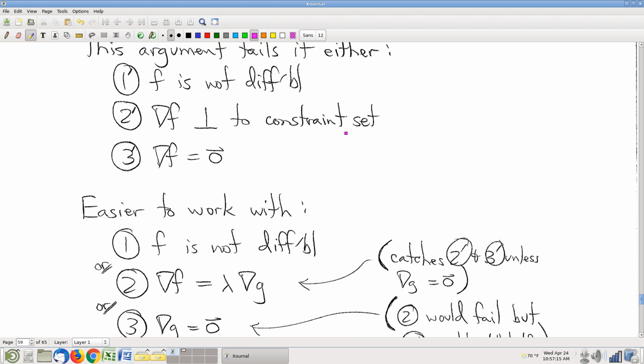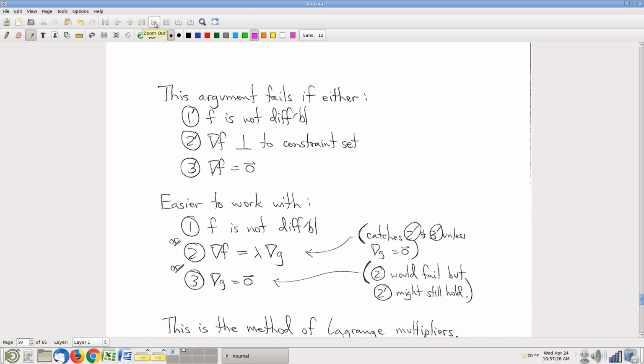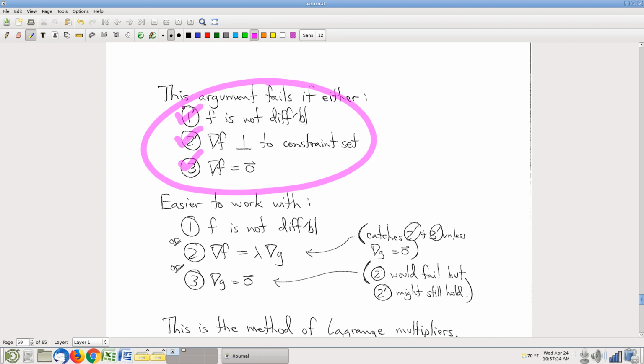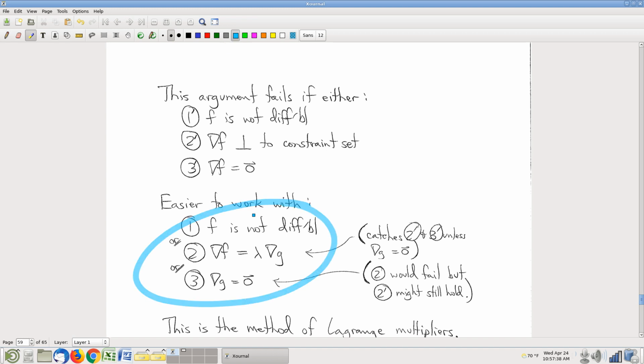So now, what I don't have time to talk about, unfortunately, because we're pressed for time today, is my assertion that I can take these three conditions that I just enumerated, and I can trade them instead for these three conditions.